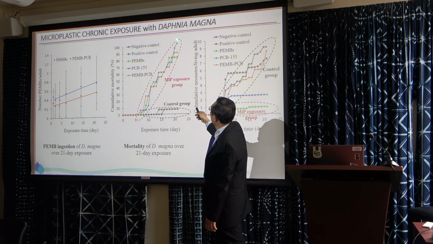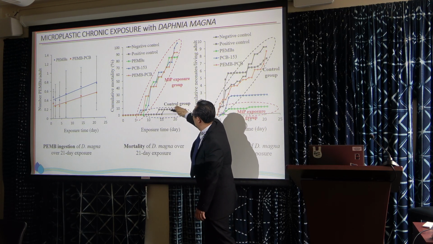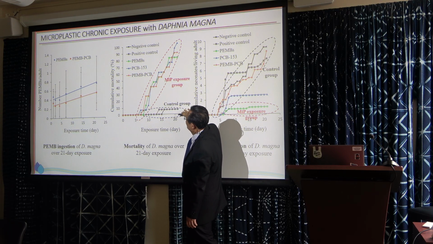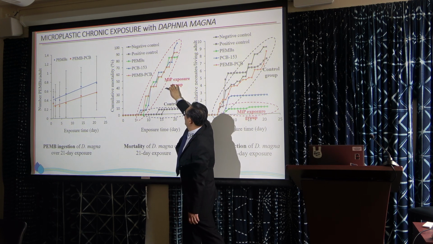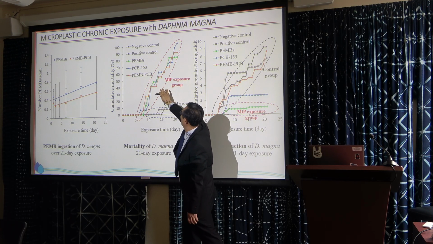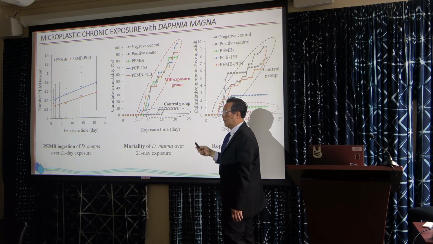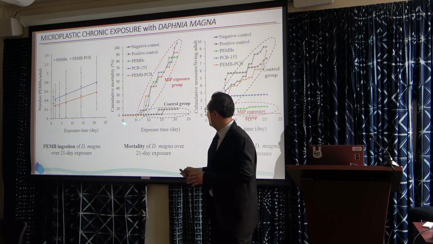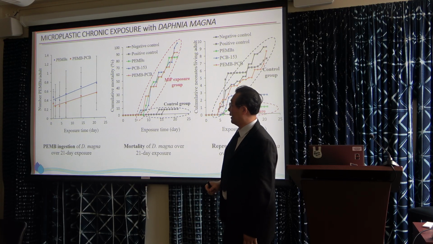And we can see this is the microplastic exposure group, and this is the control group. We can see the control group is very low, likely no mortality after 21 days. But if the organism is exposed to the microplastics, then we can see the mortality increase. And in some sets of experiment, it's up to 100% mortality. That means after 21 days exposure, 100% of the organisms will die.